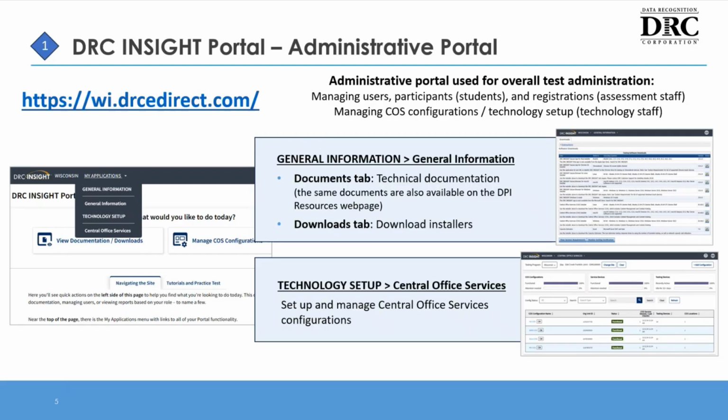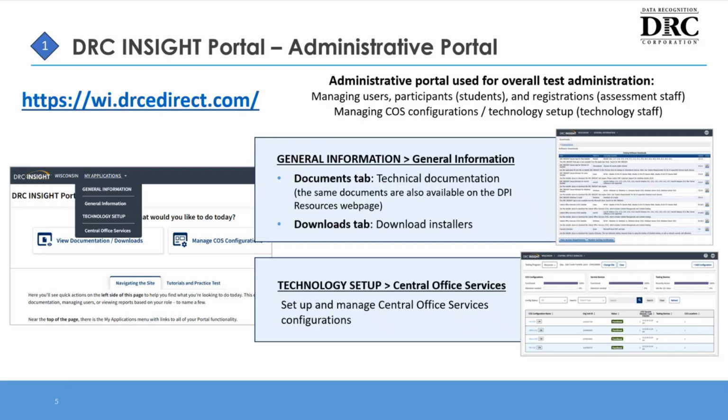In the portal, the areas that technology coordinators have access to are central office services and general information. Under General Information, you will find technical documentation and technology readiness resources in the Documents tab, as well as all the installers that you need for DRC software in the Downloads tab. Central Office Services is where you will find your COS configuration dashboard to set up and manage your Central Office Services configurations, including service devices and testing devices.